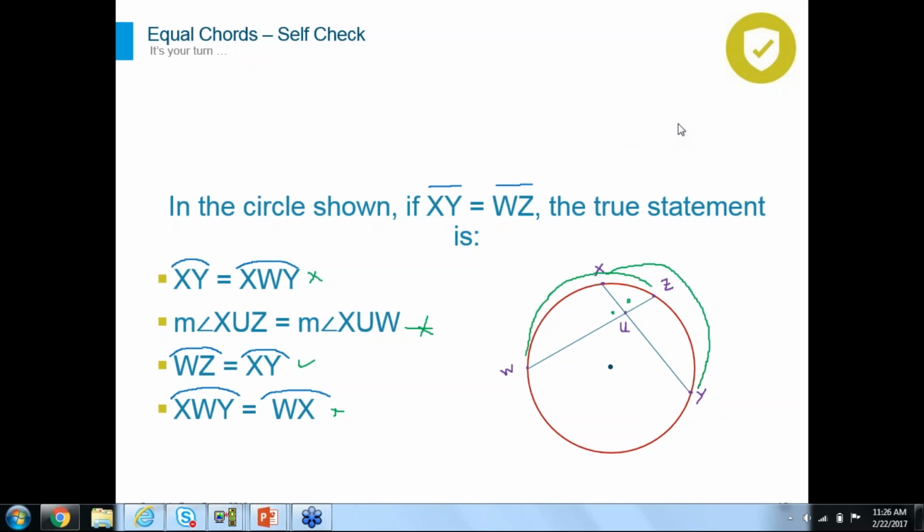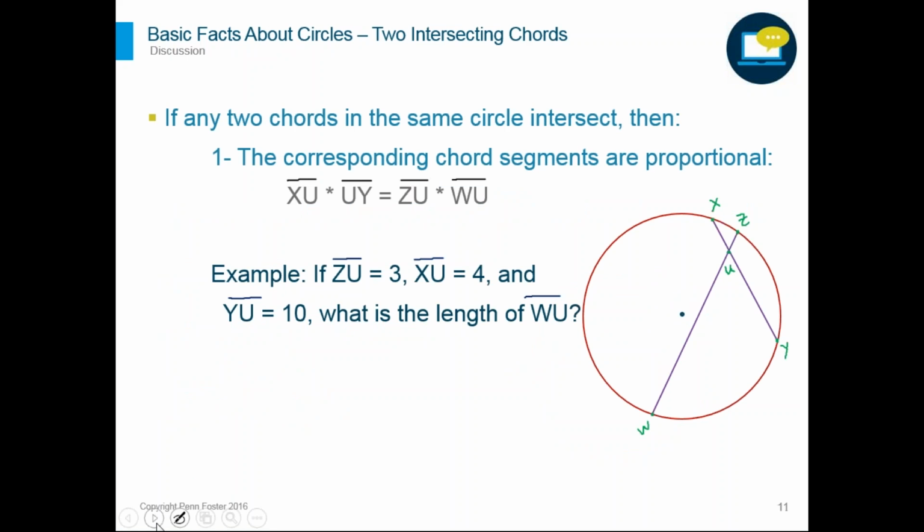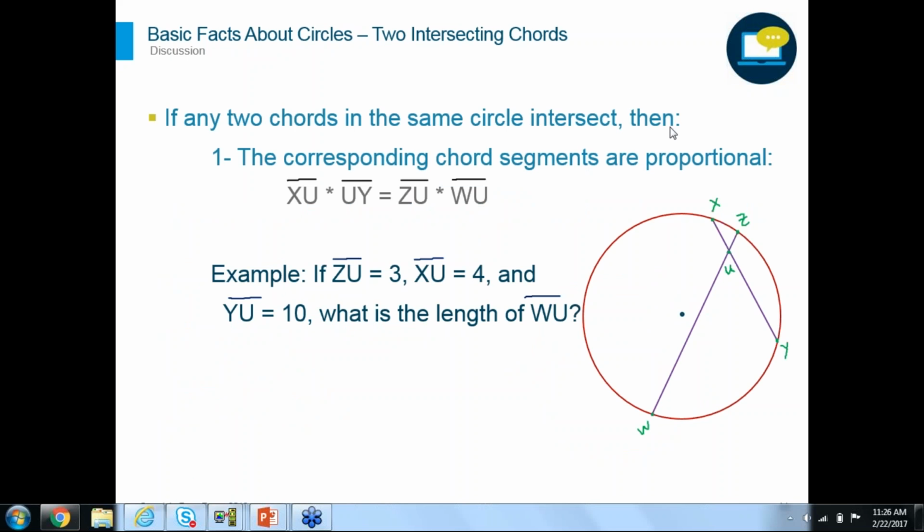Okay, sure. So let's move on to the next topic, chords. This time it is chords again. In this fact, the two chords are intersecting, but it's not a condition that they have to be equal in length. It says if any two chords, they didn't specify if they have the same length, just any two chords in the same circle intersect, then there are two things following that intersection.